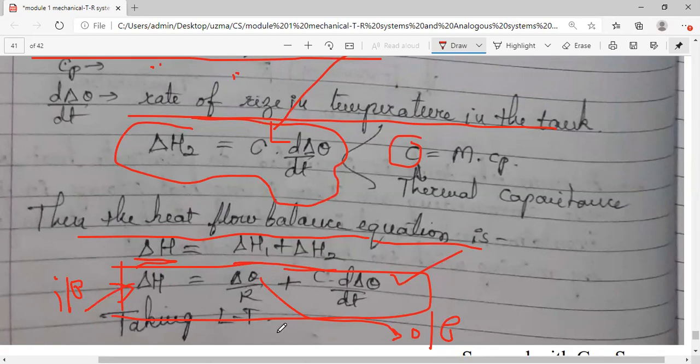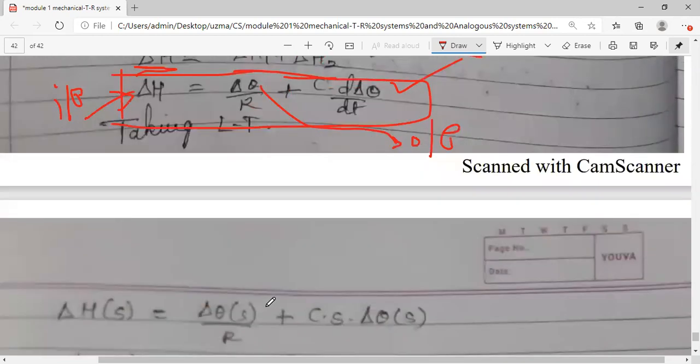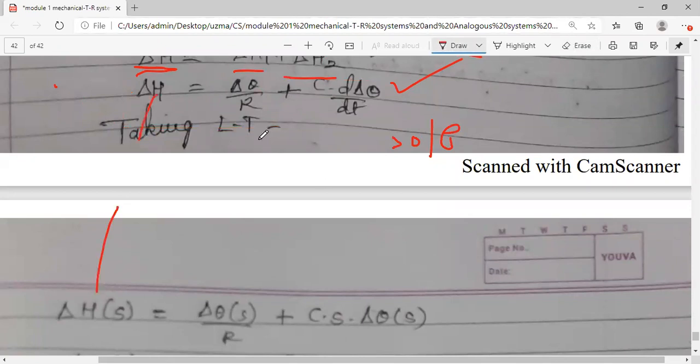The remaining thing is taking the Laplace transforms. If you take the Laplace transform, delta H will be delta H of S. This as it is, only simply theta of S and H of S I need to take, plus C into, we have one time differentiation, take multiply it by S, delta theta of S.